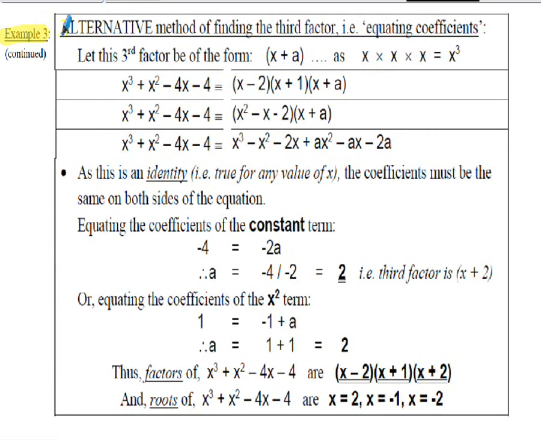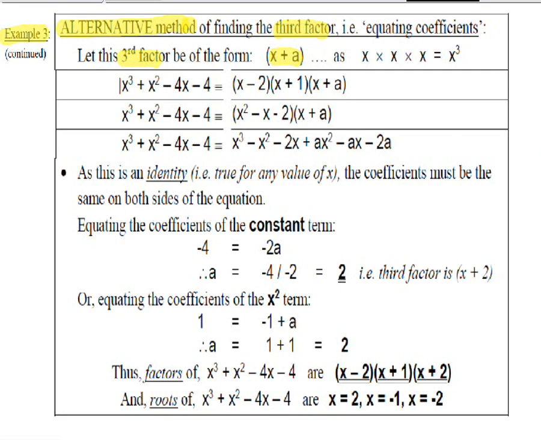Example 3. This is an alternative method, and I wouldn't worry too much about this at the moment, but just to show you how an equating coefficients method could be used to find the third factor. The third factor is of the form x plus a. How do I know that?